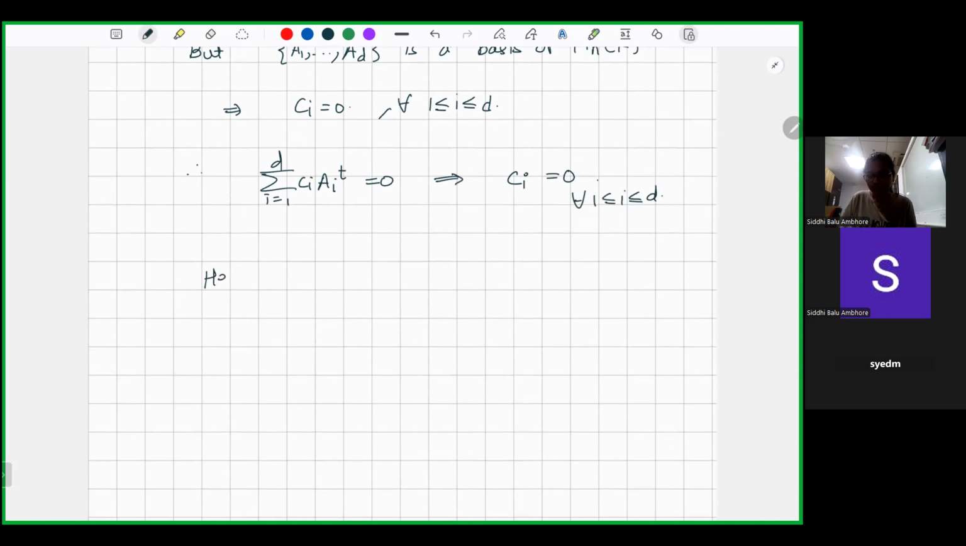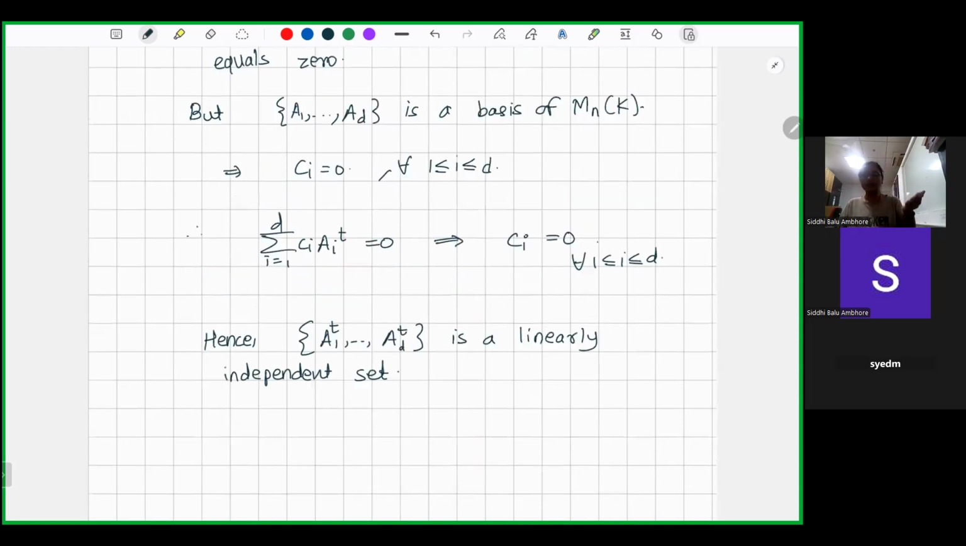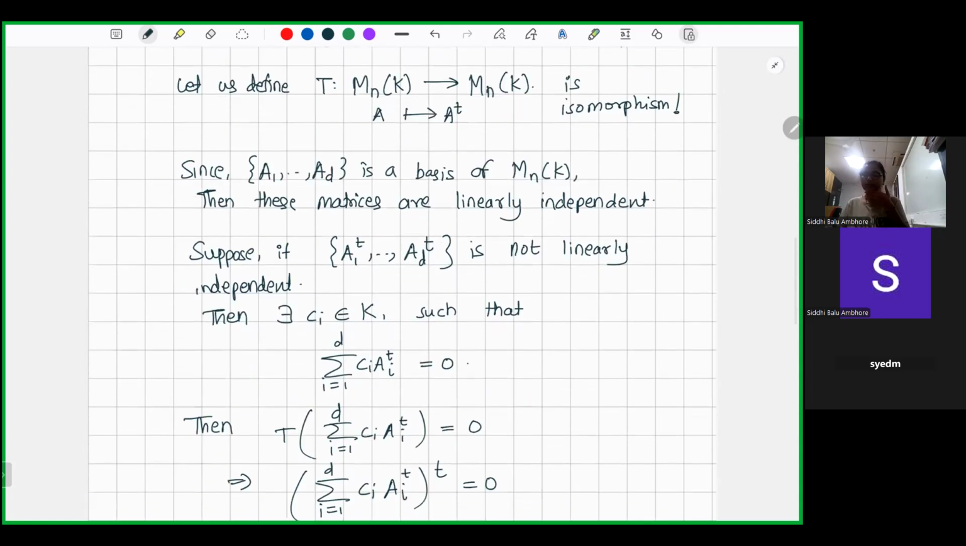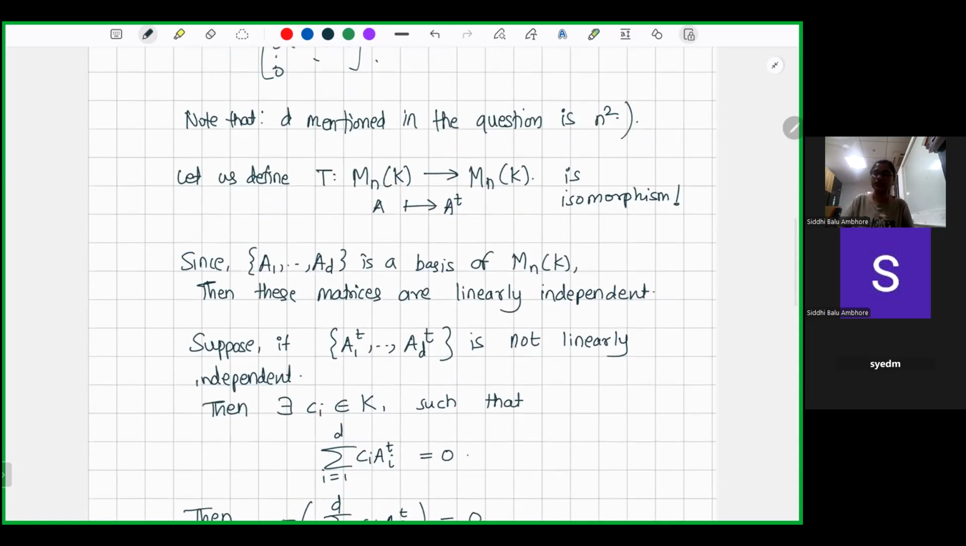And hence we get that this A1 transpose, A2 transpose, up to AD transpose is a linearly independent set. So from here itself, what we had is we started with, first of all, we are using this, okay, that this transpose is an isomorphism.